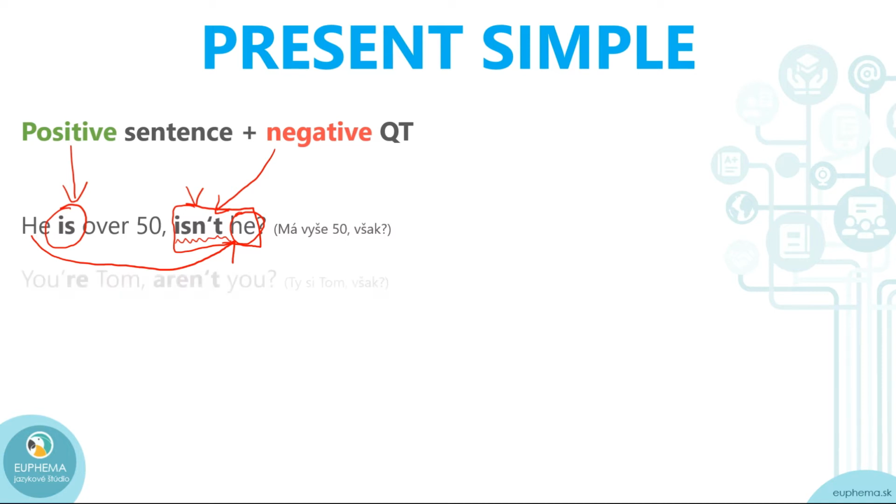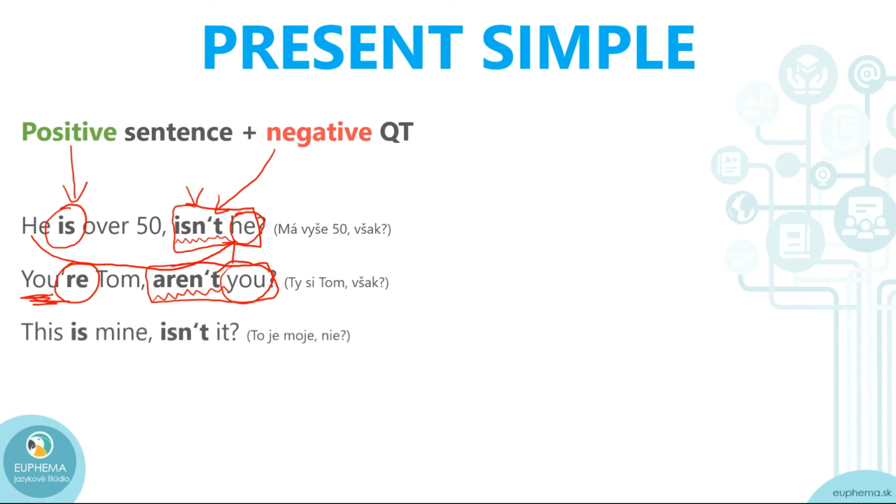Let's continue. "You're Tom, aren't you?" Again, you have this positive verb here, okay? You are Tom. So in the question tag, you need to use a negative verb, aren't, okay? Are, aren't. And the person, which is the same as at the start of the sentence, which is you, okay? Aren't you?